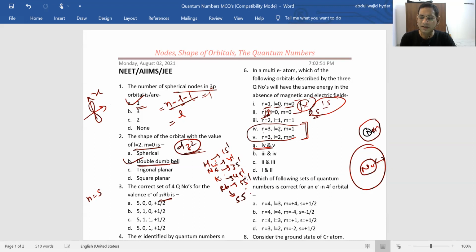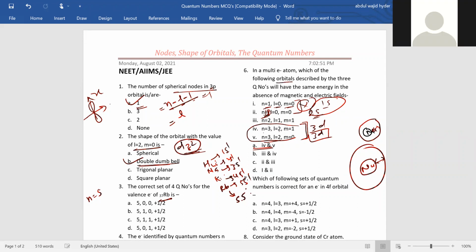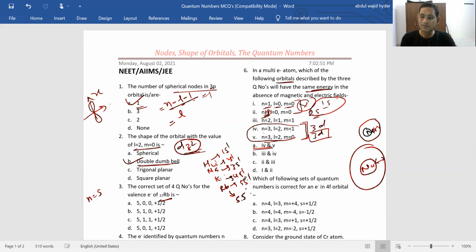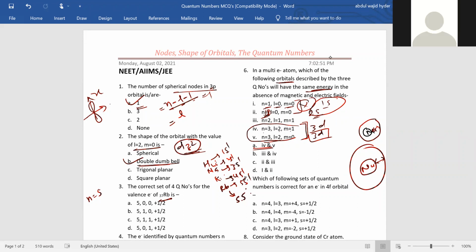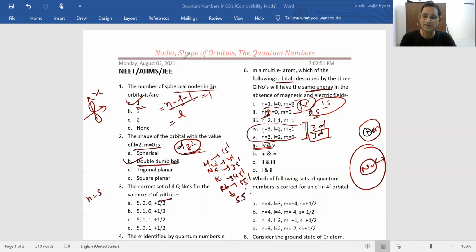This is 3d. This is also 3d. So all the 5 orbitals will be having same energy now. So fourth and fifth will be having same energy. Is this okay? Yes, sir. Now see the next one.